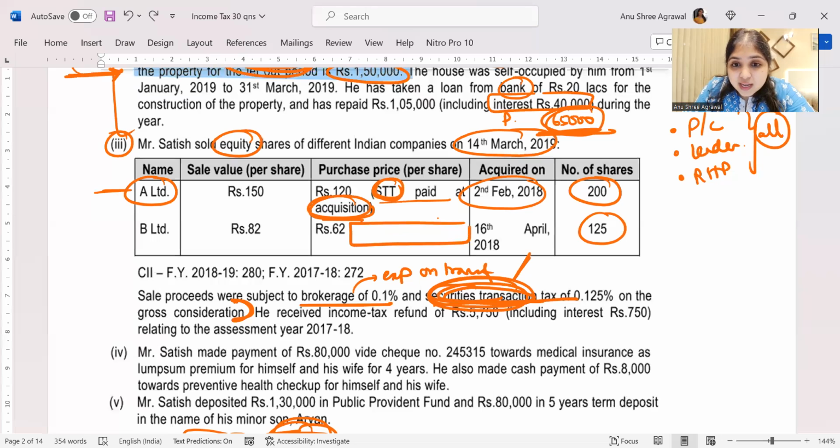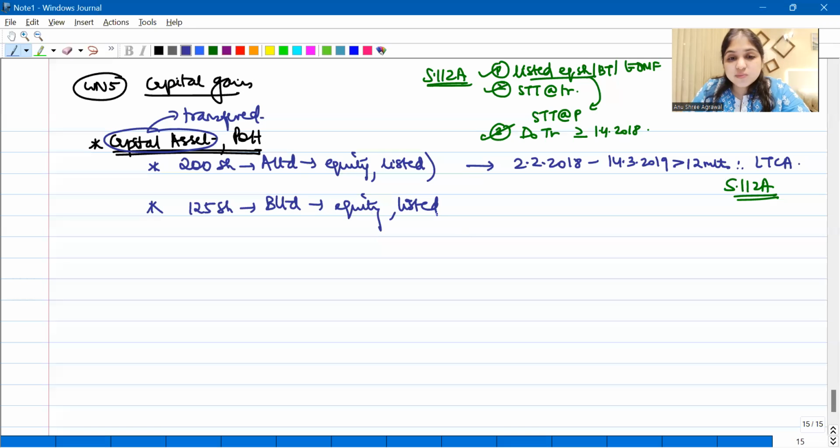When I purchased, did I pay STT or not? Is it relevant for me to decide whether it is listed or not? It is not relevant for me. What matters to me is when I'm selling, did I pay STT? Yes, I paid STT, which means it becomes listed. Okay, is this clear? Now tell me, what's the period of holding?